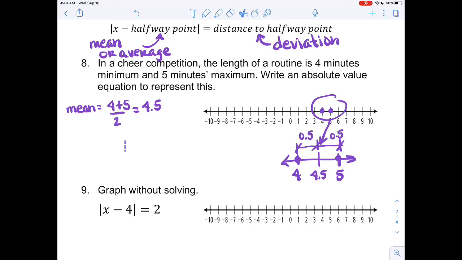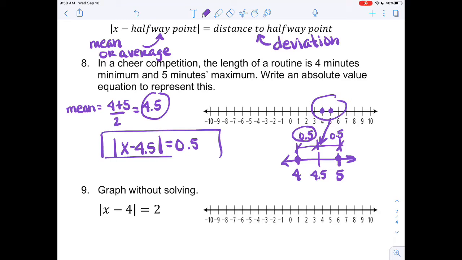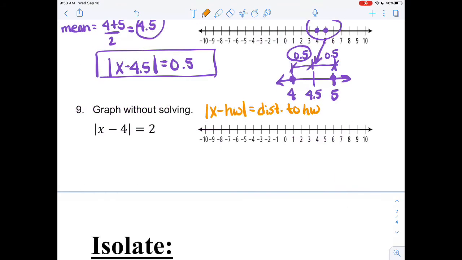Our equation is going to be equal to the absolute value of x minus the halfway point. Remember, that is the mean or the average, this number right here. And then that has to be equal to our deviation, or our distance to the halfway point, which is 0.5. This is our equation to represent the times for this cheer competition. Let's take a look at one more example.